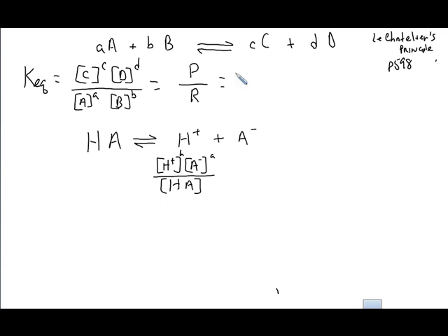But we abbreviate it for acids in particular and call it Ka. And that's the ionization of the acid. And if it's a base, what do you think we call it? Kb. It's the ionization of the base.